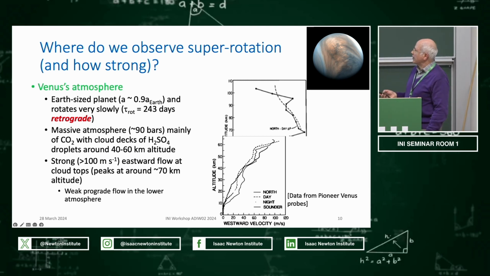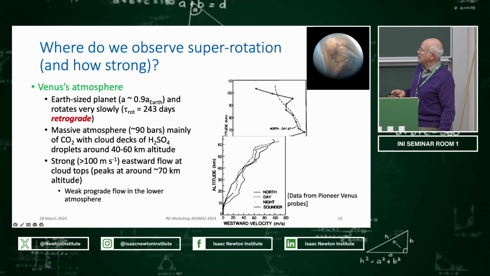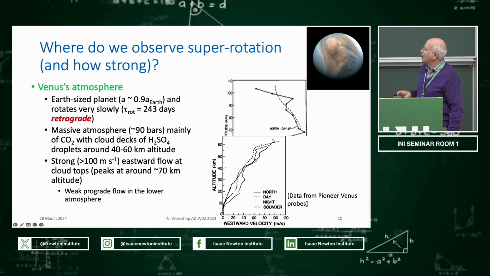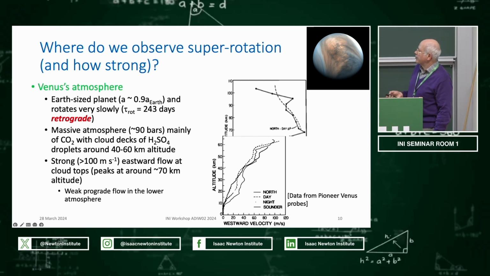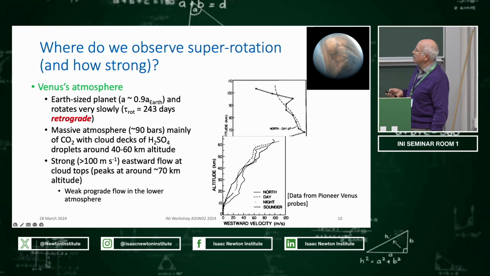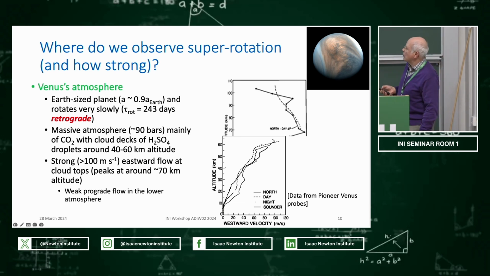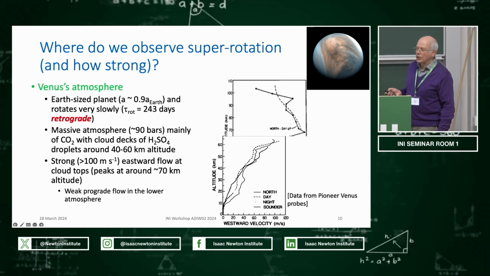It has a massive atmosphere, something like 90 bars surface pressure, mainly consisting of carbon dioxide with clouds at about the 40 to 60 kilometer altitude, thought to be consisting mainly of sulfuric acid droplets. And it's observed to have this very, very strong eastward flow at the cloud tops, again of order 100 meters per second, rising from very weak flow close to the ground, all the way up to, as I say, well over 100 meters per second once you get above the visible cloud tops.